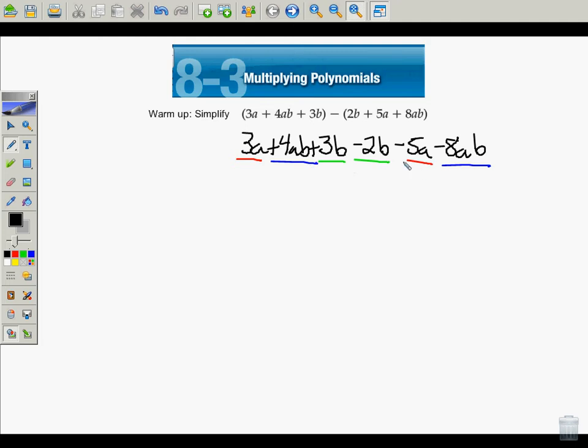3a minus 5a gives me minus 2a. Positive 4ab minus 8ab gives me negative 4ab. Positive 3b minus 2b gives me positive 1b, or just b. And this should just be an easy review of combining like terms when we're adding a polynomial.